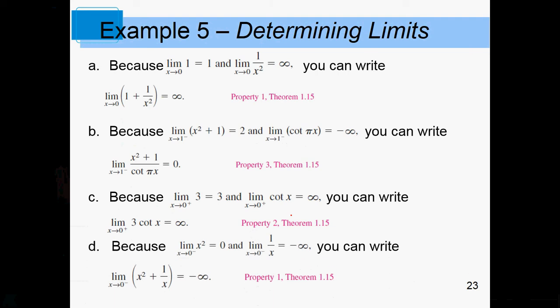X squared plus 1 over x. If we plug in 0, we get 0 plus 1 over 0, so we get 1 over infinity. But the question is, we're talking about a left-handed limit. Is it positive or negative? And 1 over x is one of those functions that you should know off the top of your head what it looks like. 1 over x looks like this. So from the right-hand side, it goes to infinity. From the left-hand side, it goes to negative infinity. Therefore, we're talking about 0 plus negative infinity, which obviously equals negative infinity. Okay?